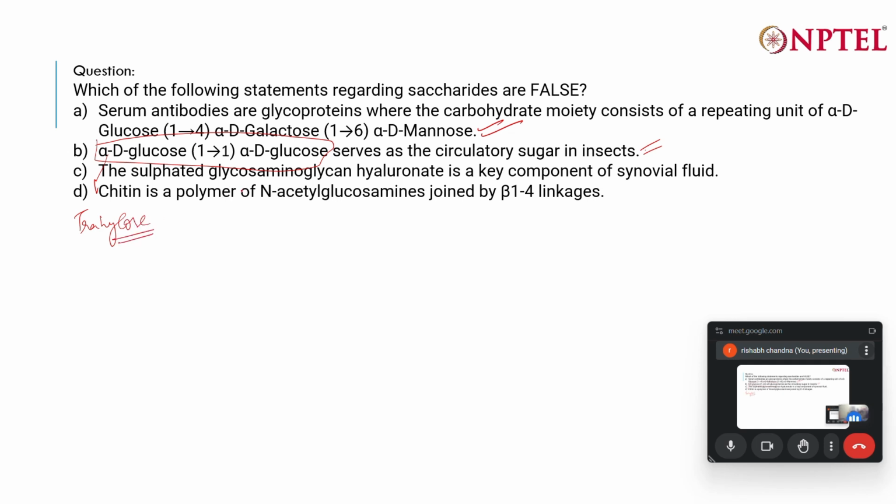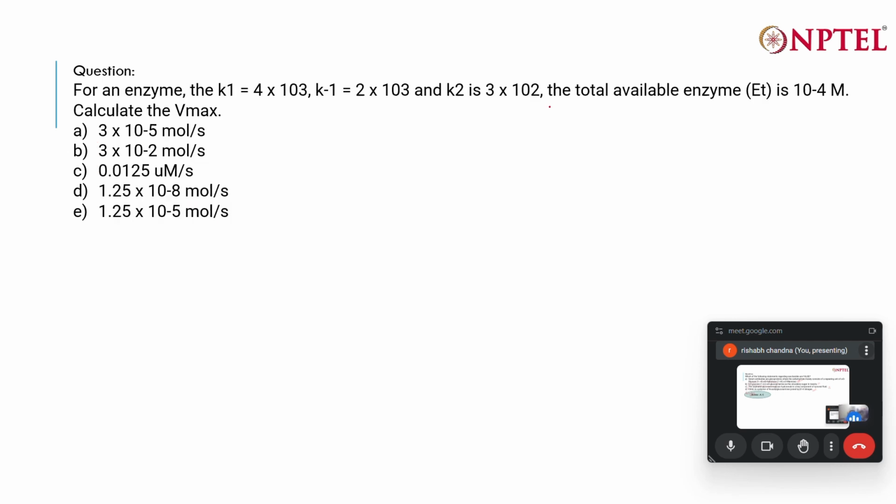The sulfated glycosaminoglycan hyaluronate is a key component of the synovial fluid. No, this is false. And chitin is a polymer of N-acetyl glucosamine joined by beta 1,4 linkages. Yes, this is correct. So the correct answer is option A and C. So option A is false actually. Okay, so let's move on to the next question.